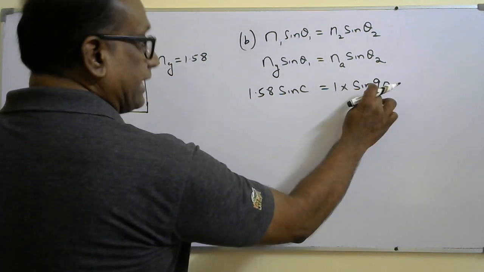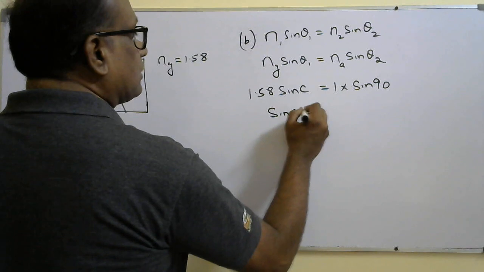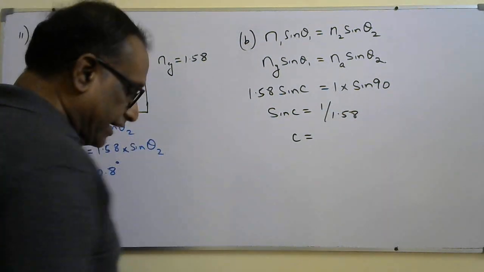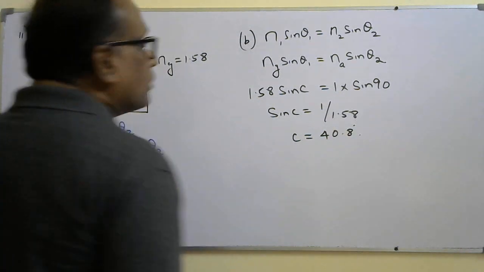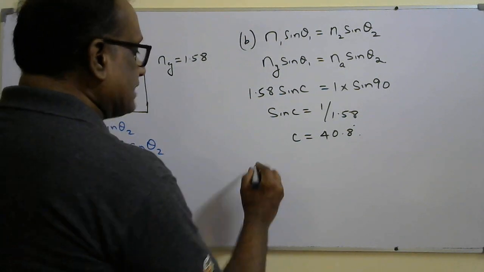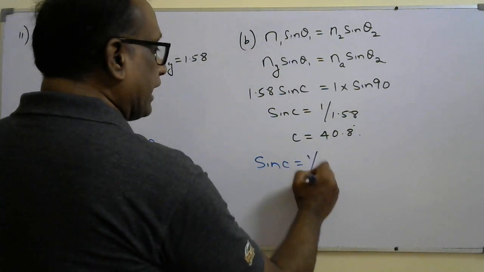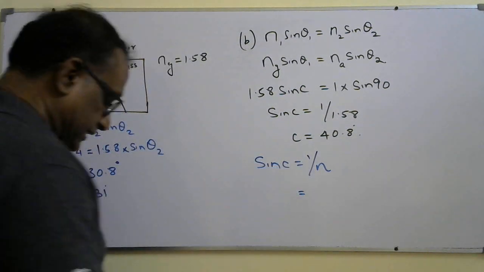Now solve it. Sin 90 equals 1. So find sin C. Sin C equals 1 over 1.58. C equals, you will find the angle, that will be 40.8 degrees. So in this question, if you directly use the equation you learned in O level IGCSE, sin C equals 1 over n, nothing will go wrong. You will get the correct answer in this question.